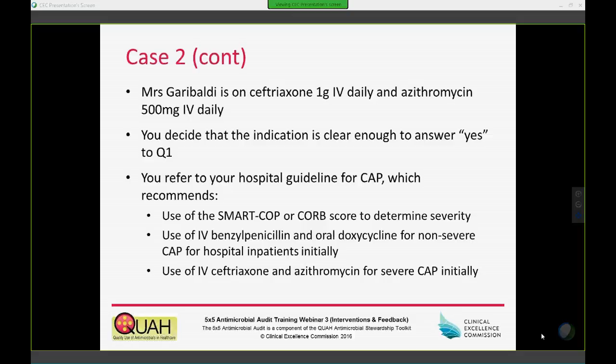You go on to question 3 and refer to your hospital guideline for CAP, which recommends use of the SMART-COP or CURB score to determine severity, use of IV benzylpenicillin and oral doxycycline for non-severe CAP for your inpatients initially, and use of IV ceftriaxone and azithromycin for severe CAP initially.